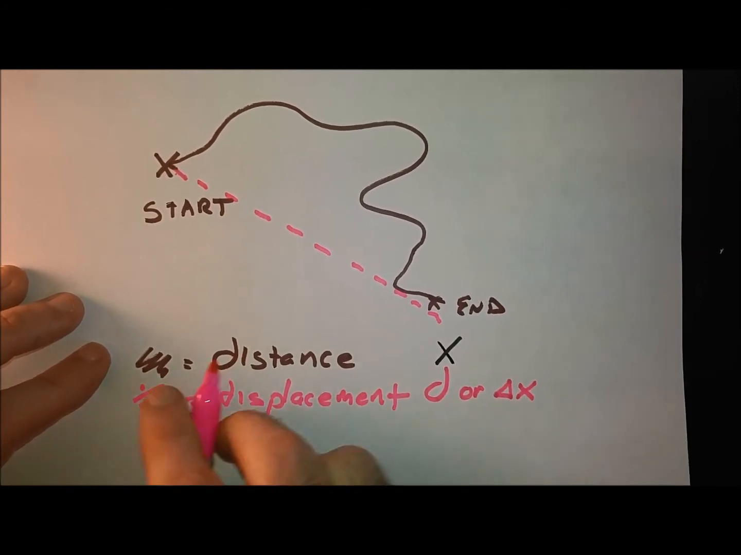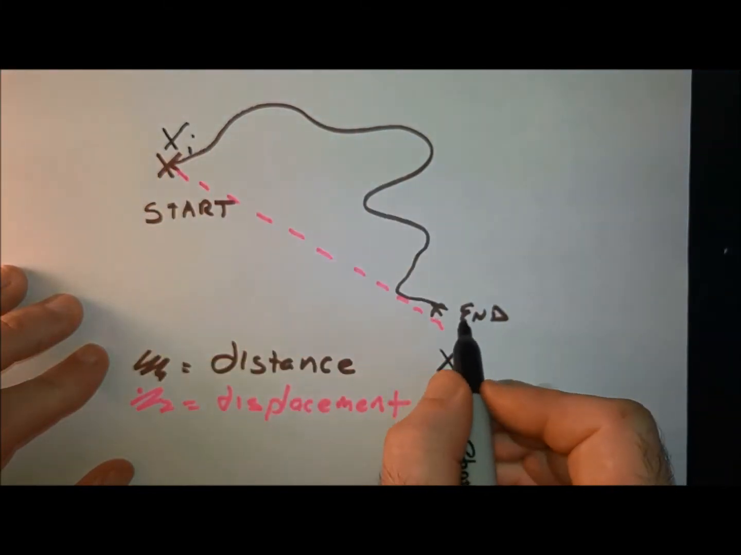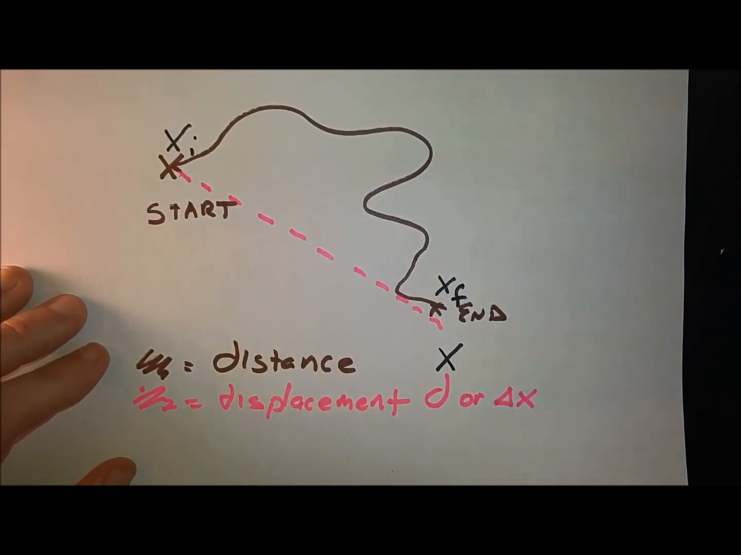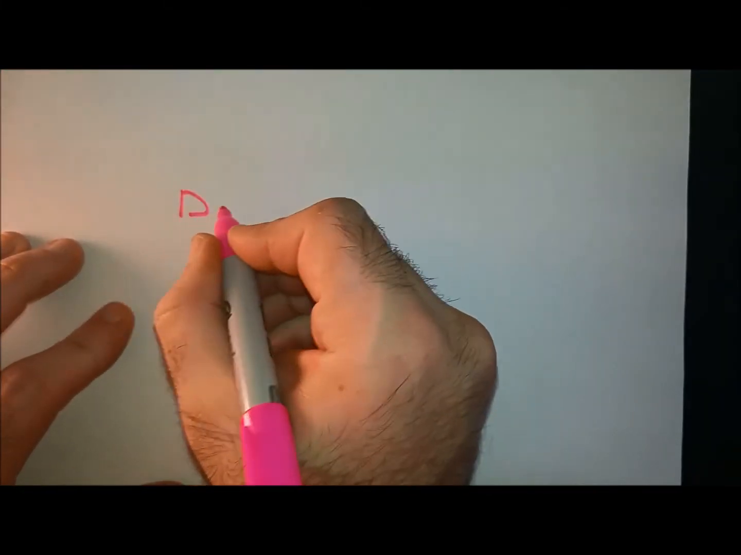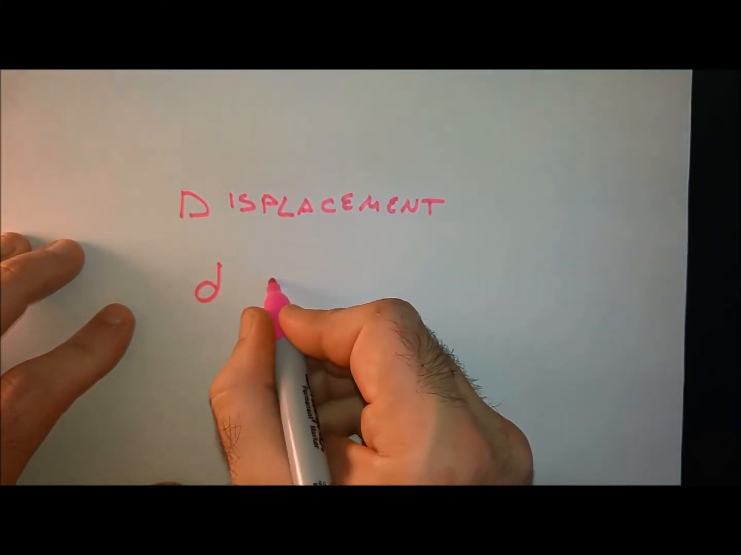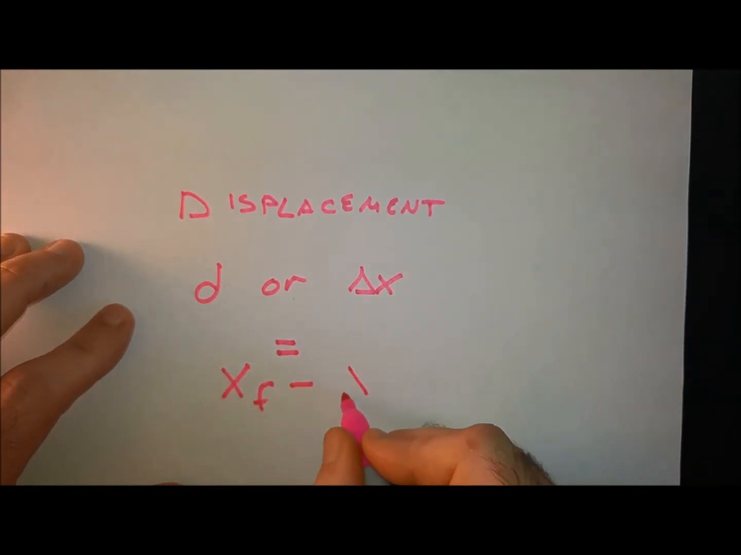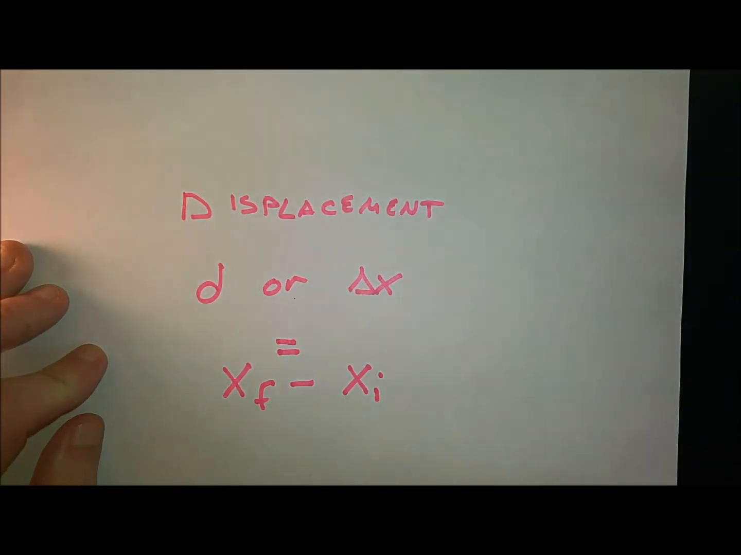Delta's a little triangle. So let's label those 2 points, xi and xf. Initial point and final point. That's the i and the f. So when it comes to displacement mathematically, displacement, d, or again delta x, is actually the final position minus the initial position mathematically. So let's look at the number line to make sure.